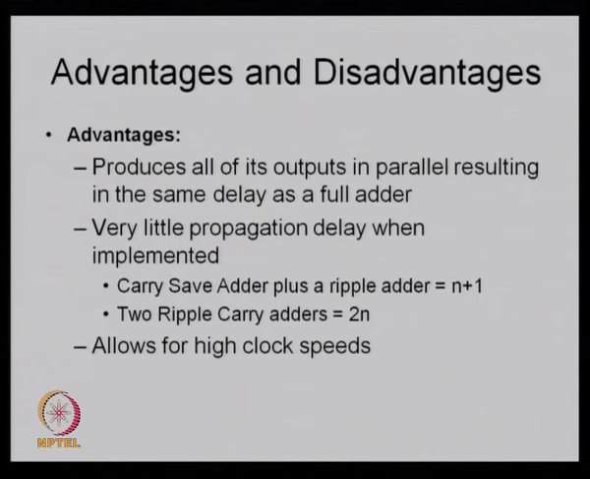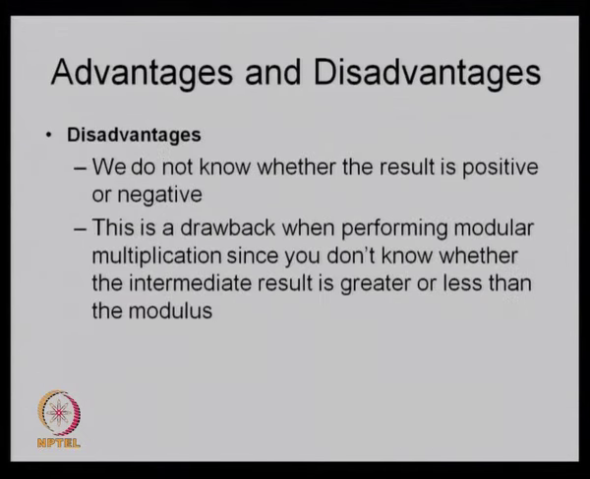Carry save adder plus a ripple adder: an additional adder will be required to make the n plus 1 bit total. If there are n carry save adders for n bits, then you need an additional final ripple adder to make the total sum. Two ripple carry adders will require 2n terms. Please remember that number: if I had two such things I require 2n, otherwise I will require only n plus 1, and that is the trick of the trade. It allows you very high speeds.